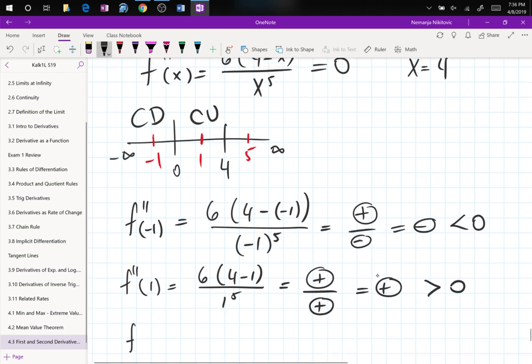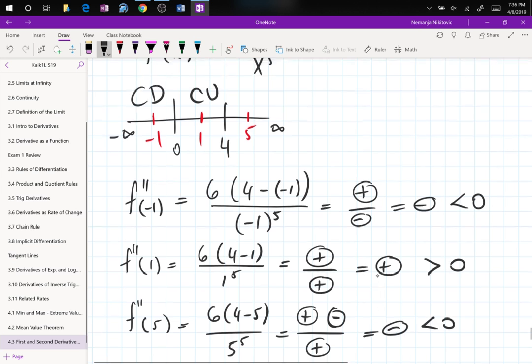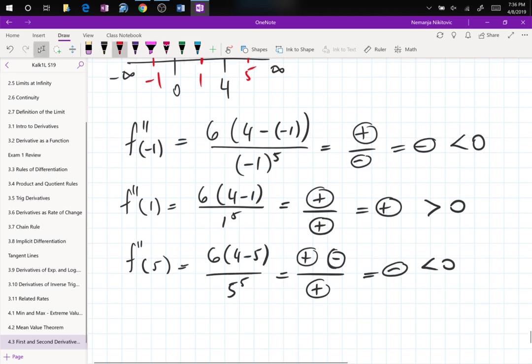And finally, second derivative at 5. It's going to be 6 times (4 minus 5) over 5 to the 5. That is going to be a positive times a negative divided by a positive, which is altogether negative, less than 0. So another concave down. So now we write the answer.